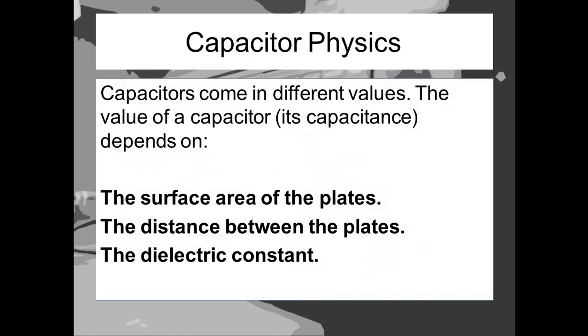This is a very common question on the exam: what will physically affect the capacitance of a capacitor? Well, the surface area of the plate. If you get two metal plates with a large surface area, you end up with a large capacitance. The distance between the plates: if the plates are closer together, the capacitance increases. And the dielectric constant, which is basically the material in between the two plates. It could be air, or it could be another kind of material that can store charge.